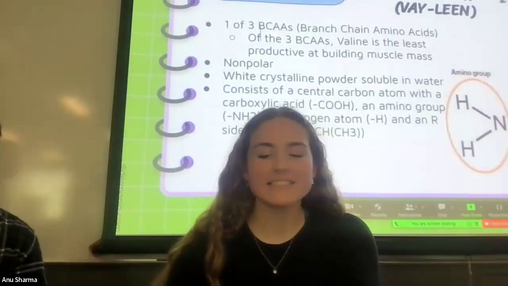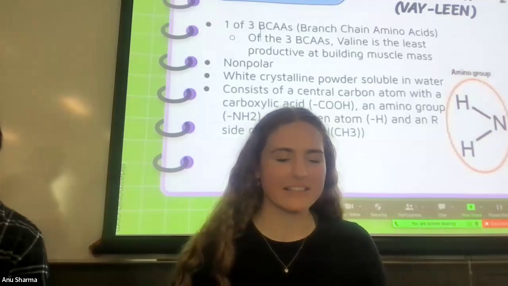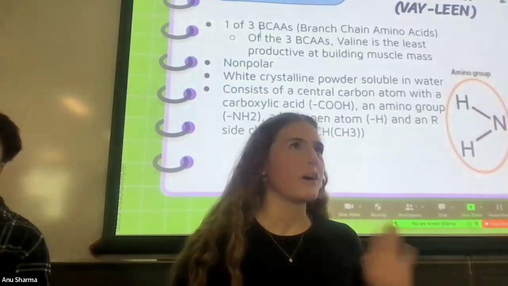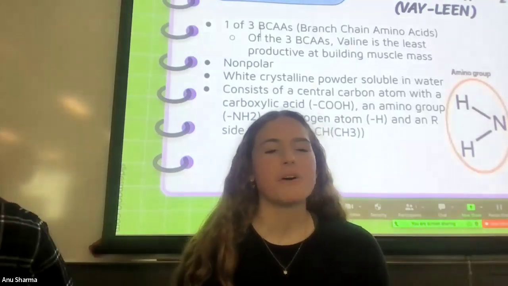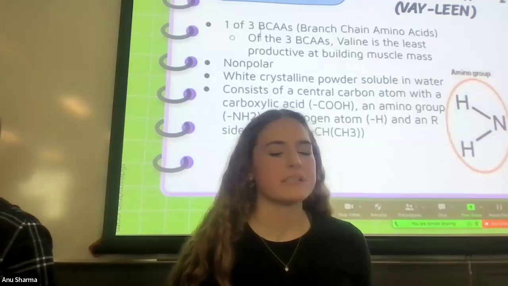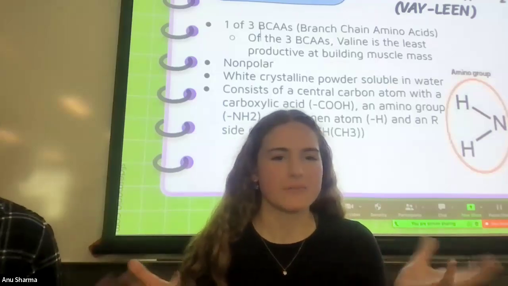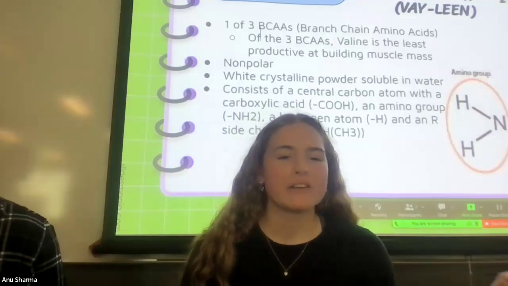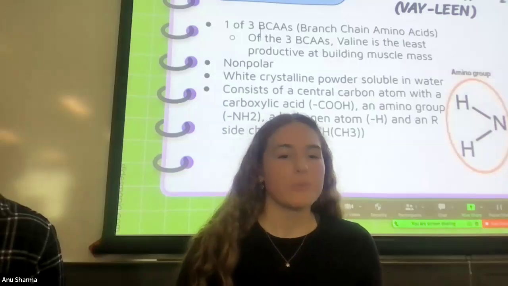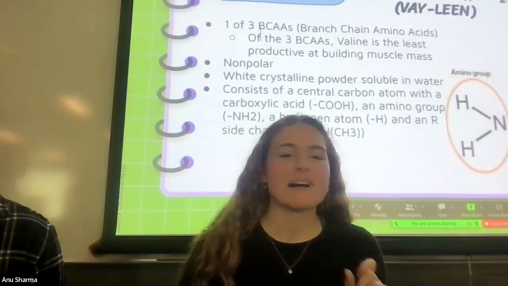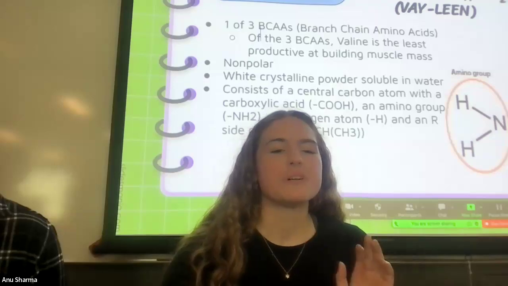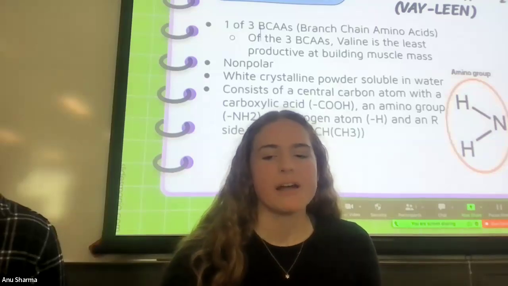And the last essential amino acid out of all 9 is valine. So it is another one of the 3 branched chain amino acids, which both Ozzy and Ethan talked about. So of the 3 BCAAs, valine is the least productive at building muscle mass, but it's still really important in creating muscle mass. It is a nonpolar white crystalline powder, which is soluble in water and consists of a central carbon atom with a carboxylic acid, an amino group, and a hydrogen atom, and a side chain group of 2 CH3 molecules.